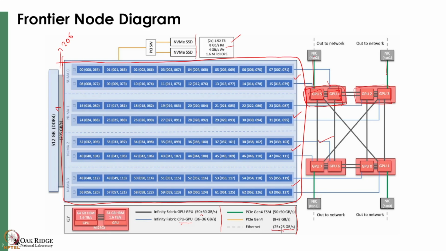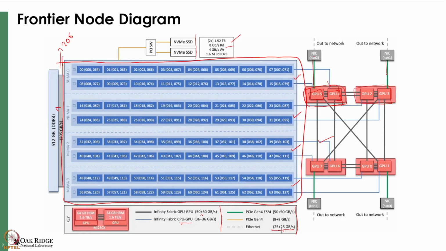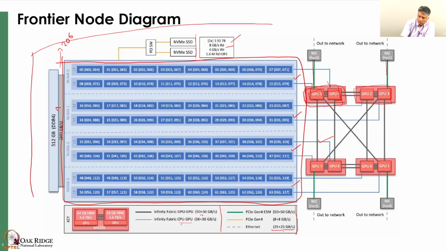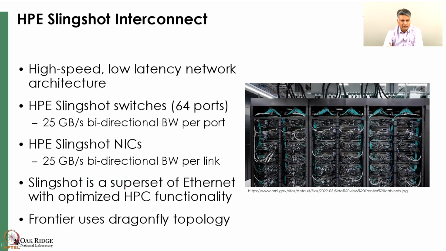How do you connect all this distributed memory machine? Going back to this slide, this whole unit is one SMP or shared memory processing machine. And we have several of these which are interconnected to each other. So how are they connected? They are connected using this proprietary Slingshot interconnect, which gives high speed at low latency. Each of the Slingshot switches has 64 ports, which gives 25 gigabytes of bidirectional bandwidth.